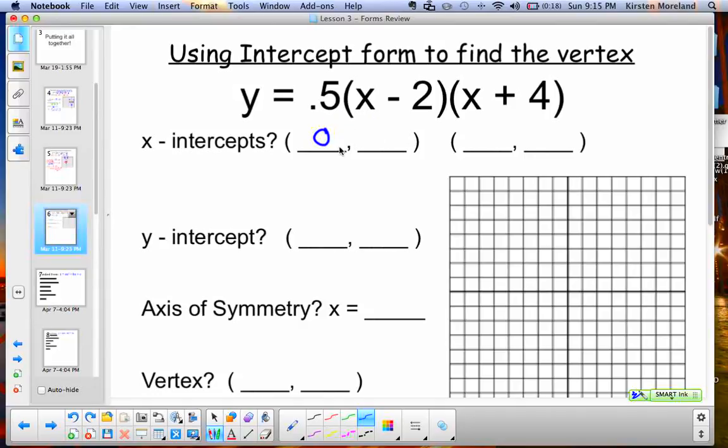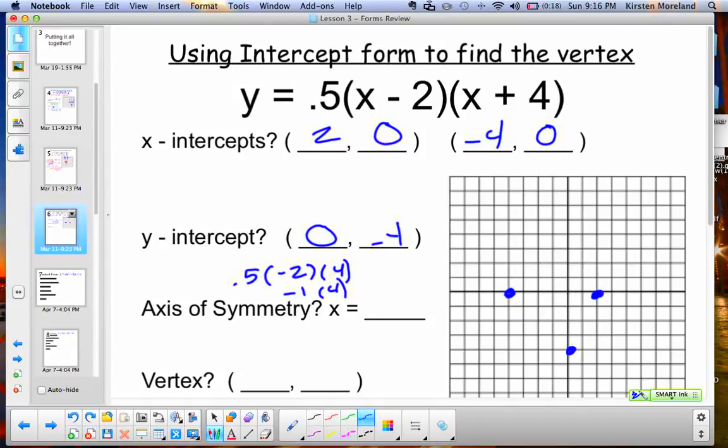Oopsie. Remember, the x-intercepts always have y-coordinates of 0. The y-intercepts always have x-coordinates of 0. It's 2 and negative 4, so you should have gone to your graph at 2 and 1, 2, 3, 4. The y-intercept is really like multiplying 0.5 times negative 2 times 4. Half of 2 is negative 1 times 4 is negative 4. So the y-intercept is at negative 4.